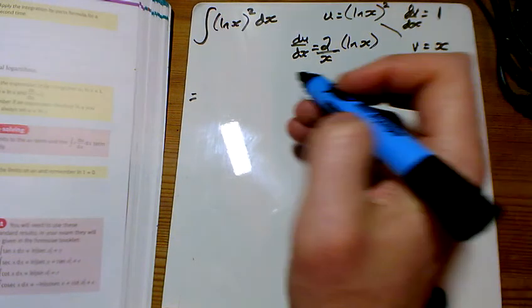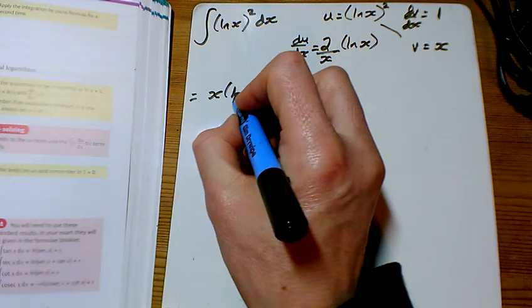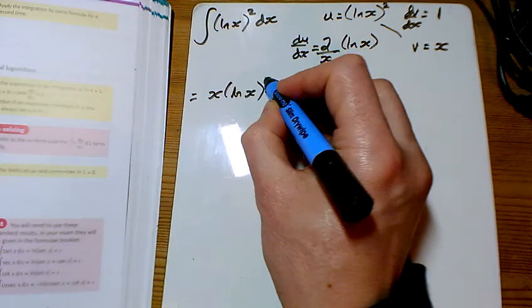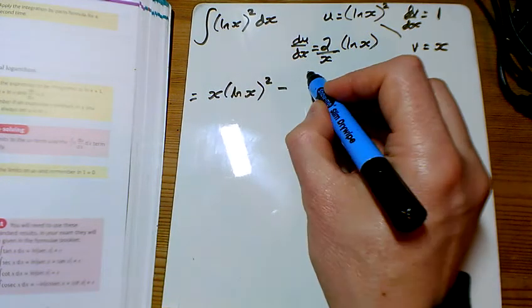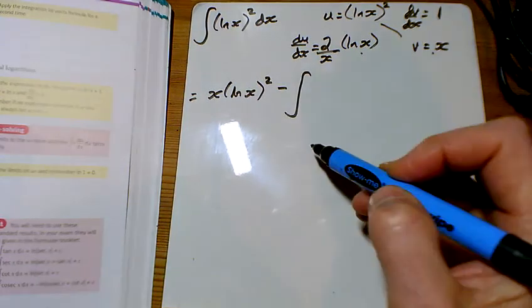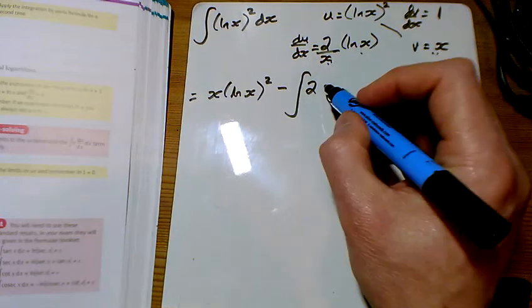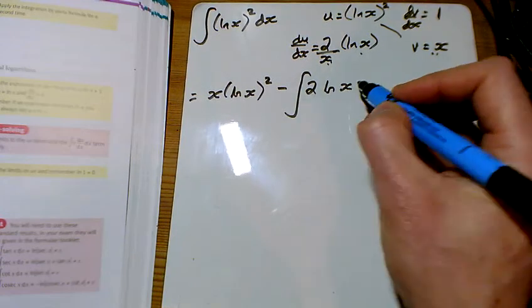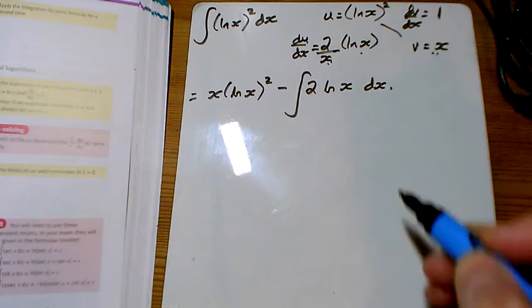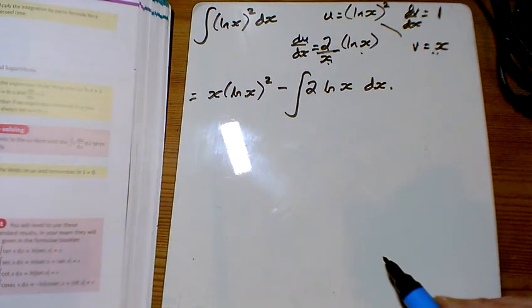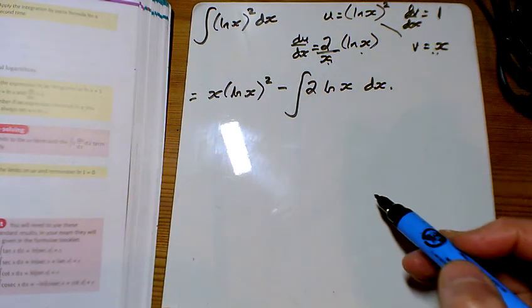But what does this give? It gives u times v, which is x times the ln of x all squared, minus the integral of these two things times together. So the x will now cancel as we got that. So we got minus 2 ln x dx. Now, that means we need to work on this part as well.